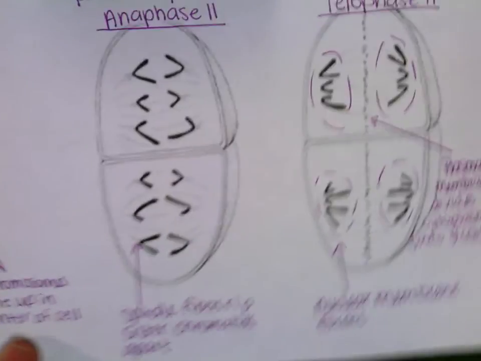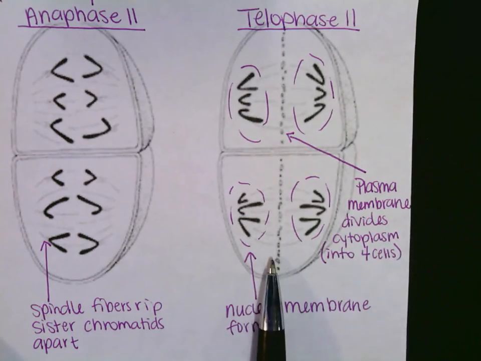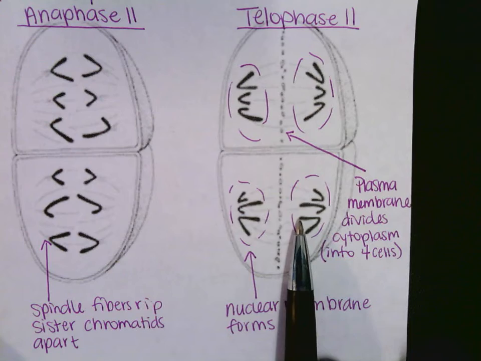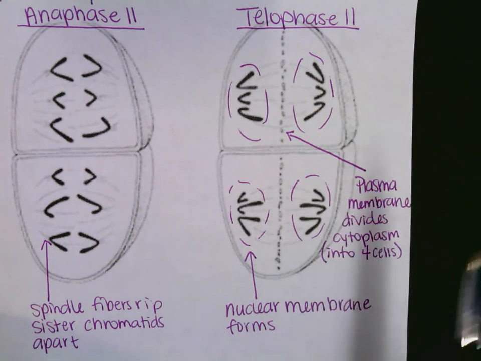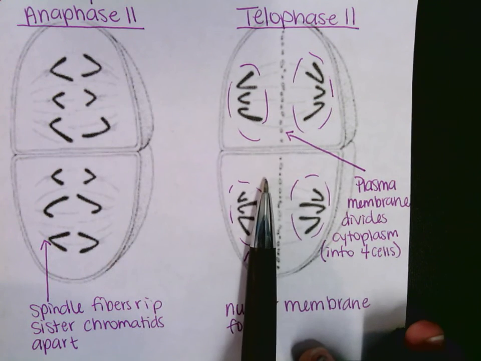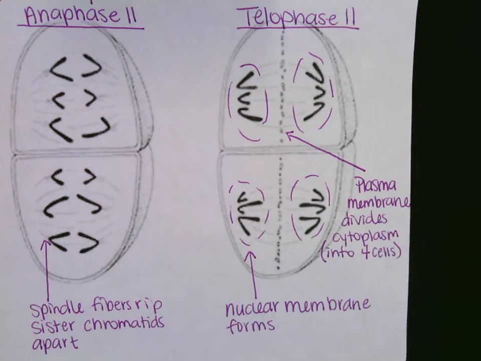And our last phase is telophase 2, where we have cytokinesis once again to create 4 cells, and our nuclear membrane reforms around the genetic information. And so what's happened is we have now made 4 genetically different cells that are going to be used in sexual reproduction later on, as we have made gametes or sex cells, and those examples are egg and sperm.